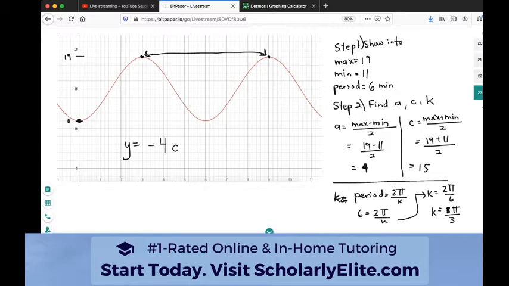And I'm going to have a cos, obviously. And then we use the rest of the information as is. So we get pi over 3 x. There's no phase shift because it's starting at the 0. And we get plus 15. Okay. So there we go, guys. One more situation solved.